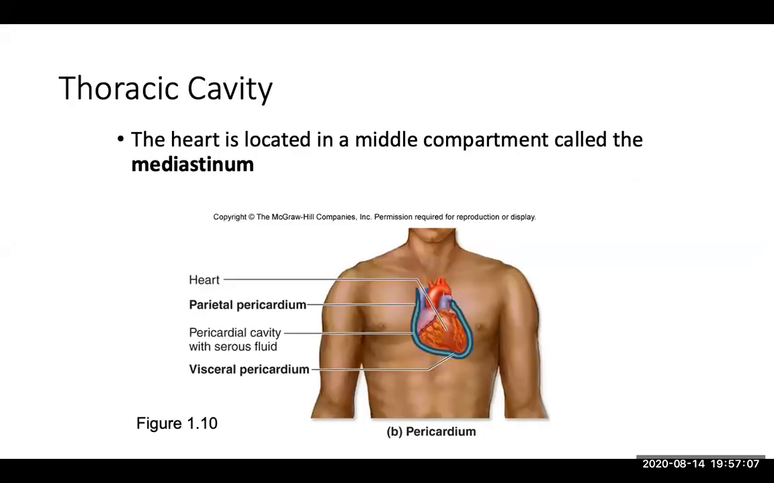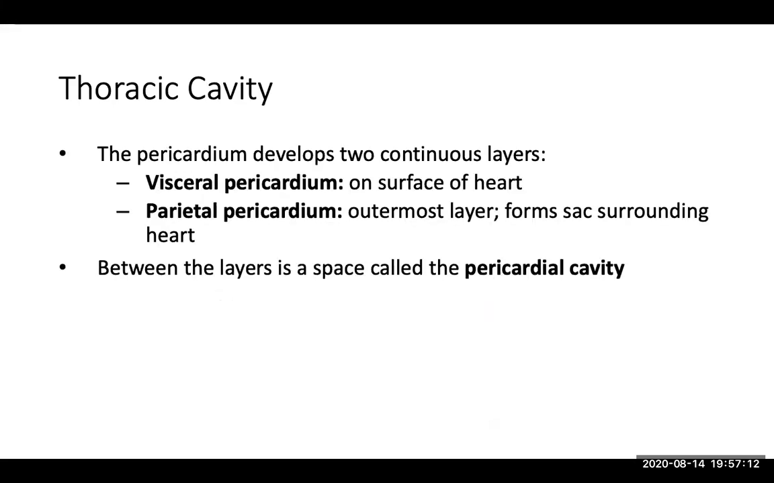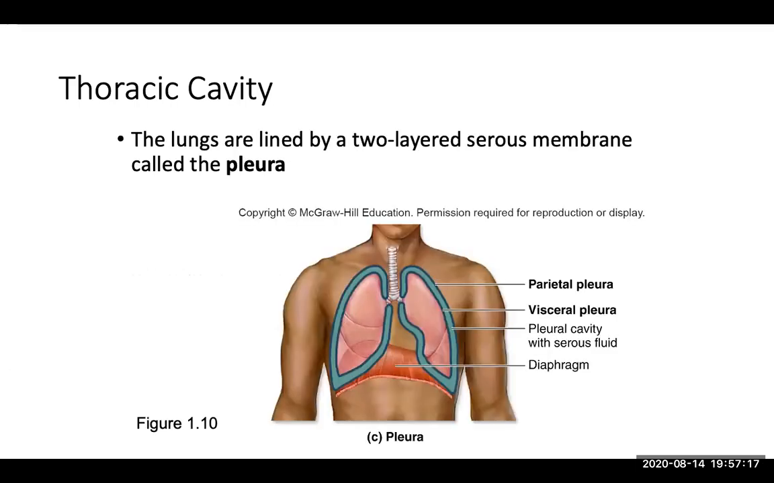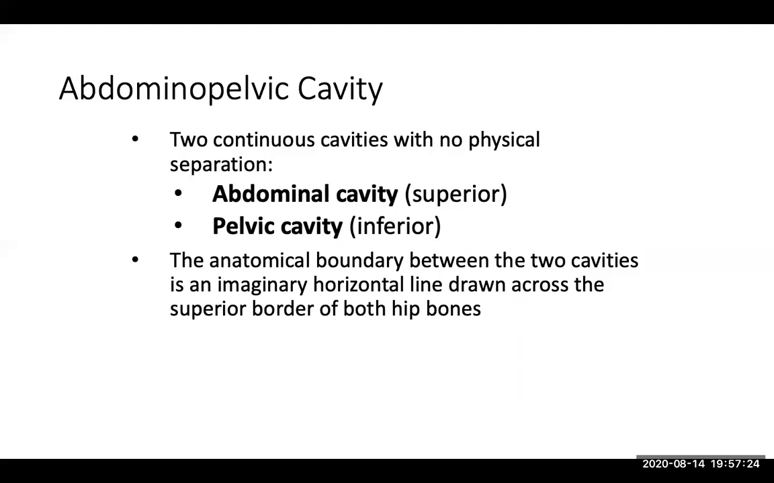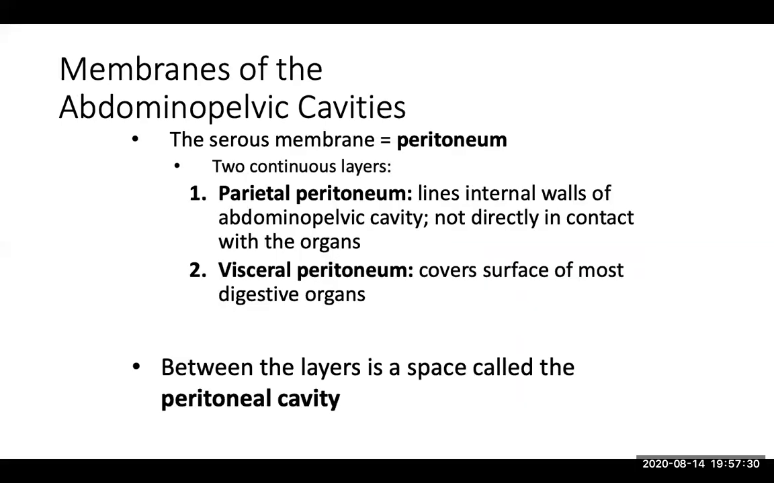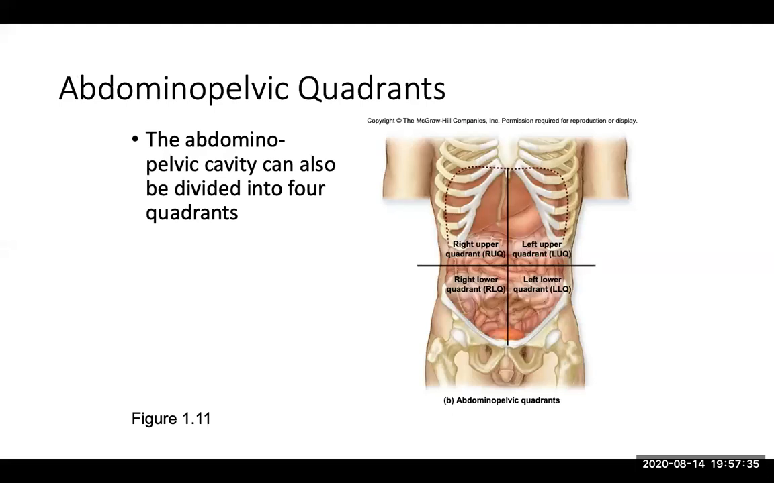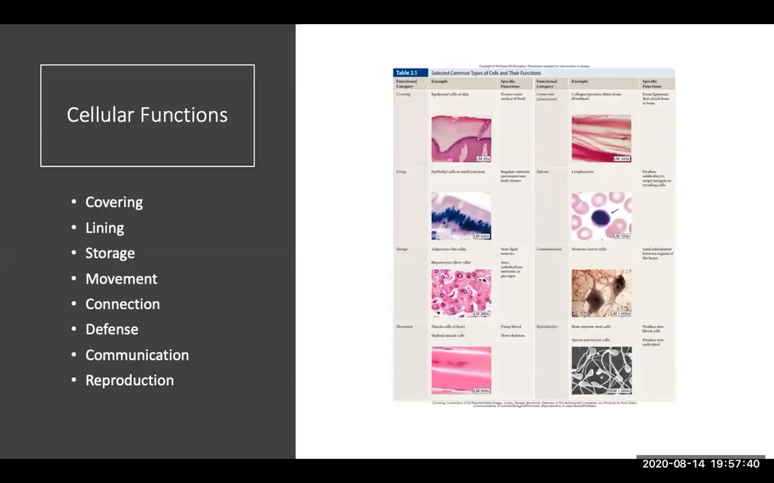The thoracic cavity: the heart is located in the middle compartment called the mediastinum. And I'll let you read through what the pericardium is and the pericardial cavity. The pleura will be a two-layered serous membrane that lines the lungs. The abdominal cavity, or the abdominopelvic cavity, can be divided into the abdominal and pelvic cavity, and it will also have membranes to it. And you can see here the abdominopelvic quadrants and what organs are located in which quadrant.